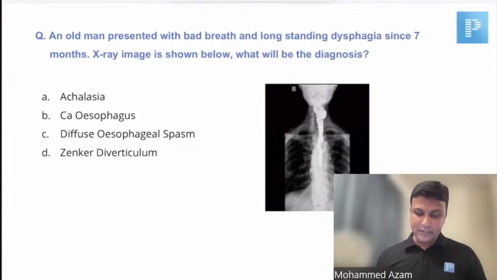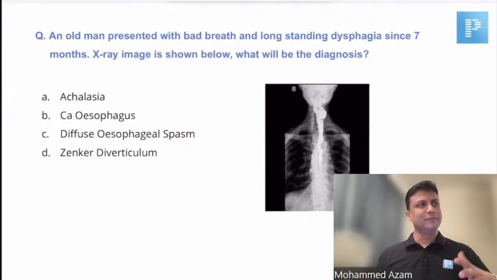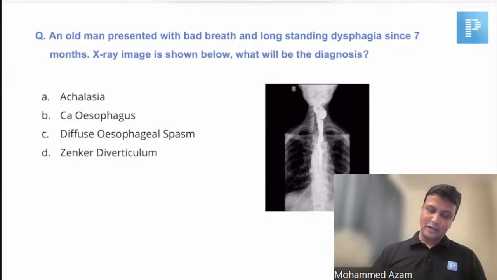An old man presented with bad breath and long-standing dysphagia since 7 months. An X-ray image is shown below. What will be the diagnosis? Yes, another important thing about the esophagus: they will always be giving one question. In INI-CET, what I have observed over so many years is that they give one question about the esophagus. But this time they have given it about the Zenker's diverticulum.